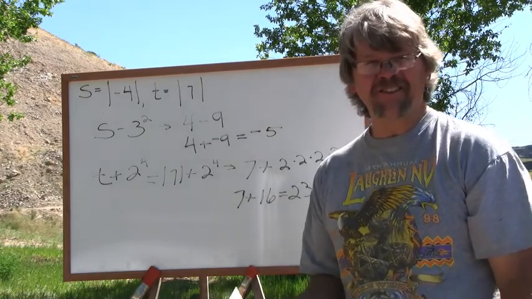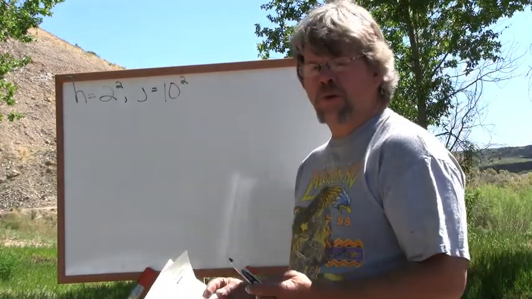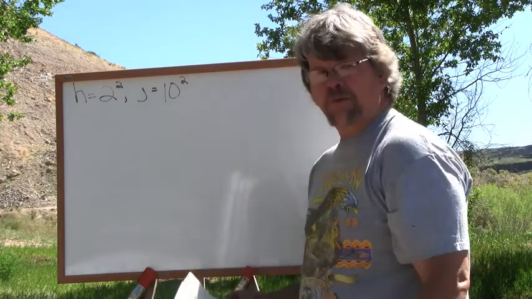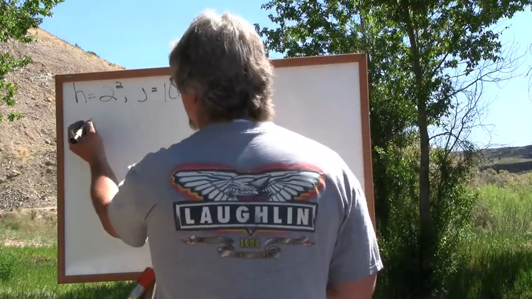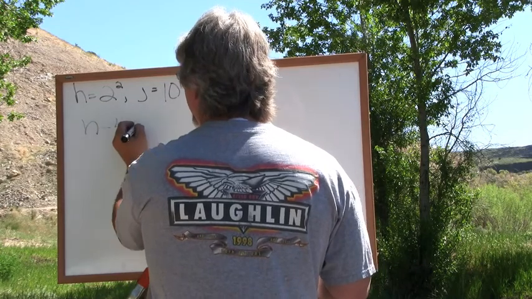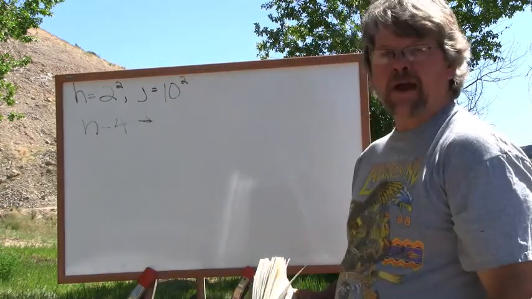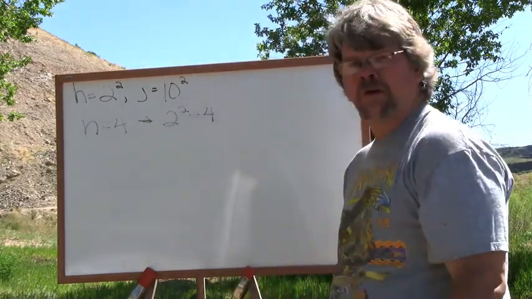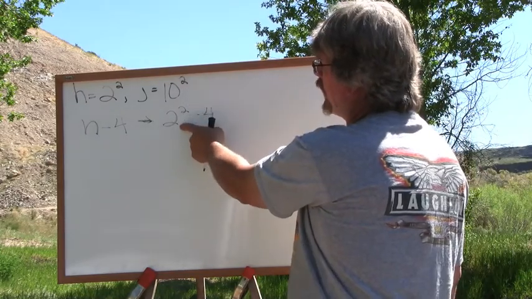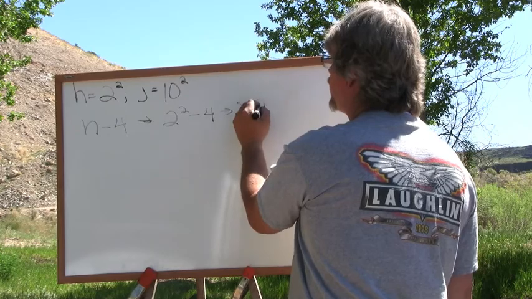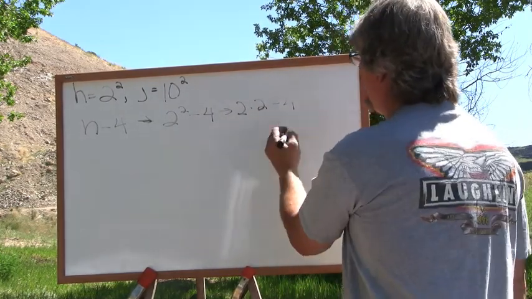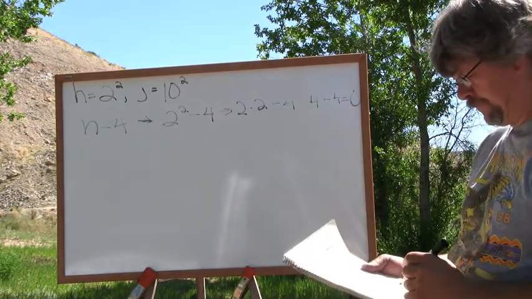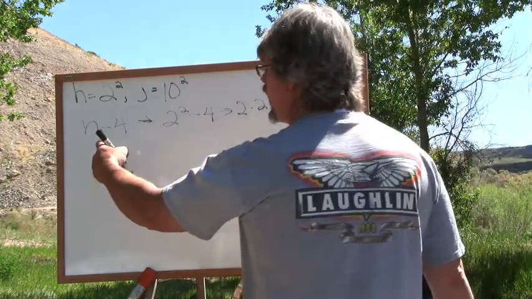Really, fun stuff. Okay, we're given new variables with new values. H, we're told, equals 2 squared. J, we're told, equals 10 squared. On that information, how do you solve H minus 4? H minus 4 becomes 2 squared minus 4. 2 squared is multiplying 2 by itself twice. That becomes 2 times 2 minus 4. That becomes 4 minus 4, and the answer is 0. Piece of cake.